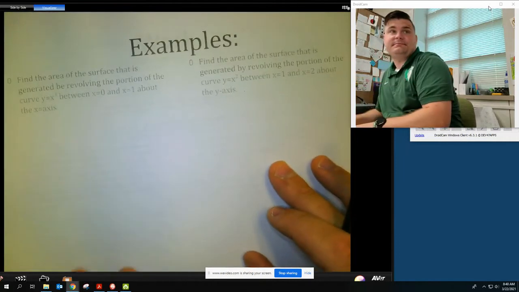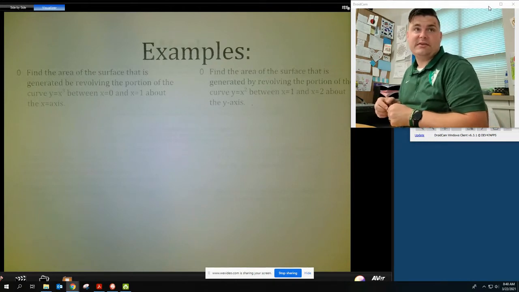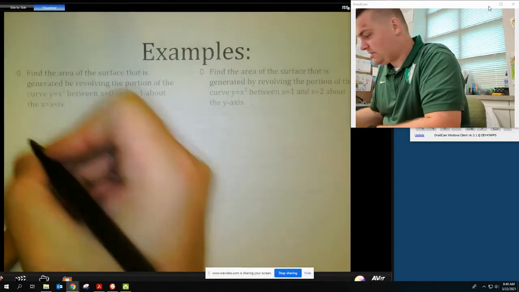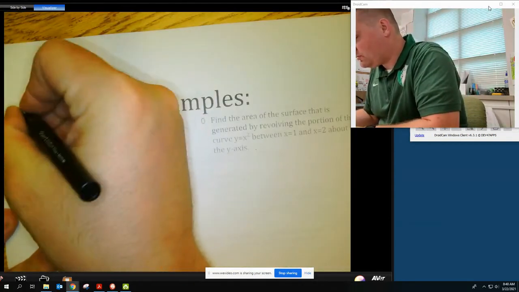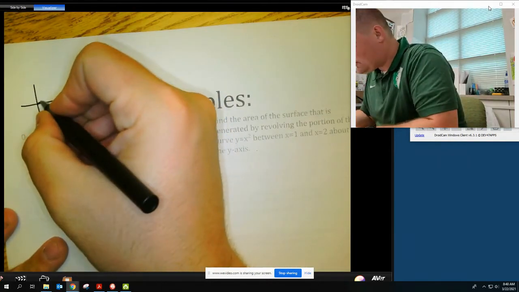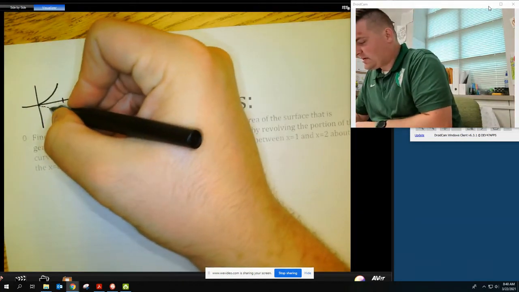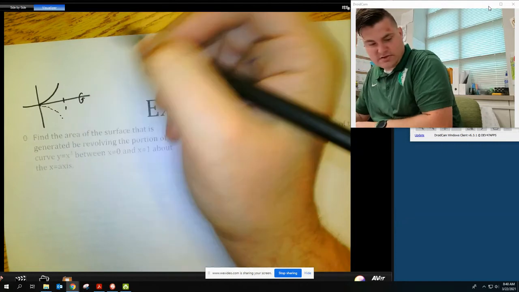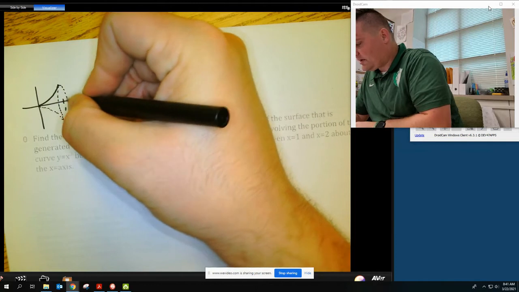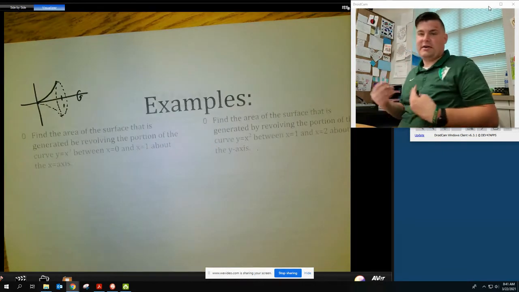So just two examples here. Find the area of the surface that is generated by revolving the portion of the curve y equals x to the third between 0 and 1 about the x-axis. So what's going to be happening here is, this graph looks like this between 0 and 1, and what we're trying to do here is rotate it so that it forms this figure right here, and I'm just worried about the surface area. So it's kind of like a horn. We're just finding the surface area of this horn, essentially.